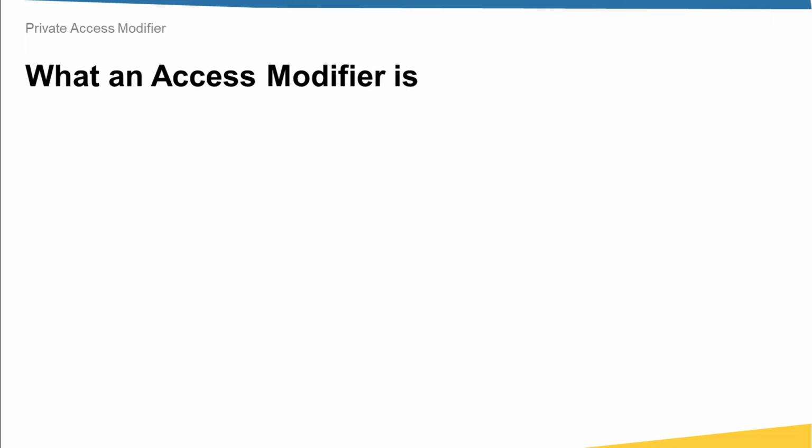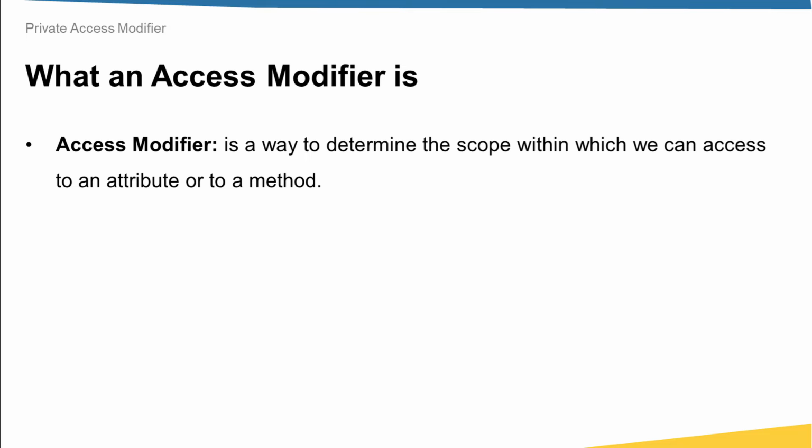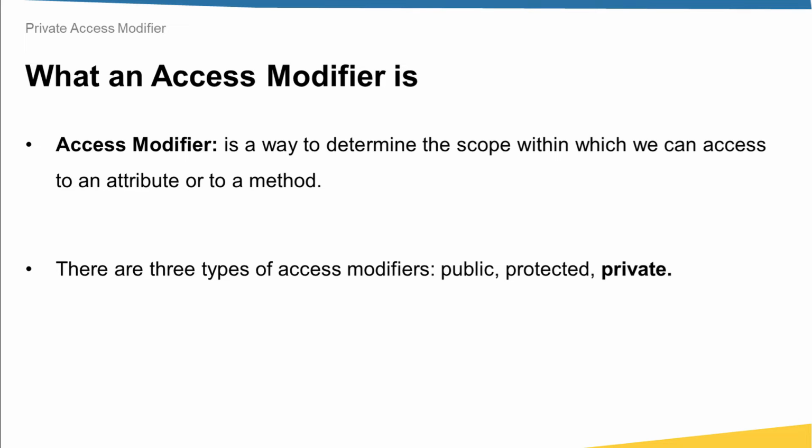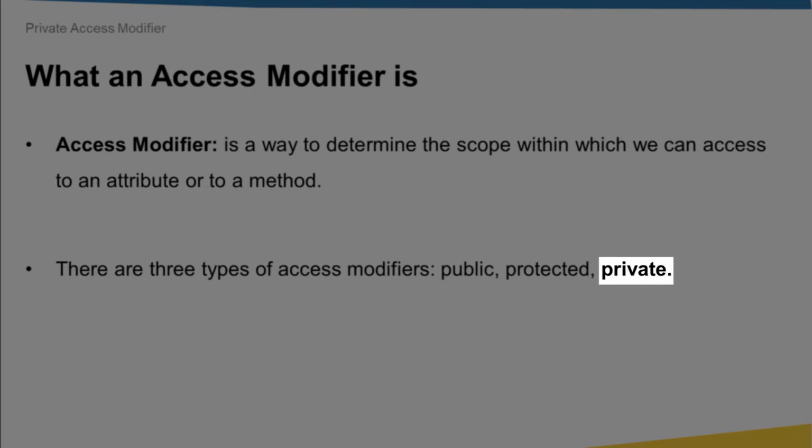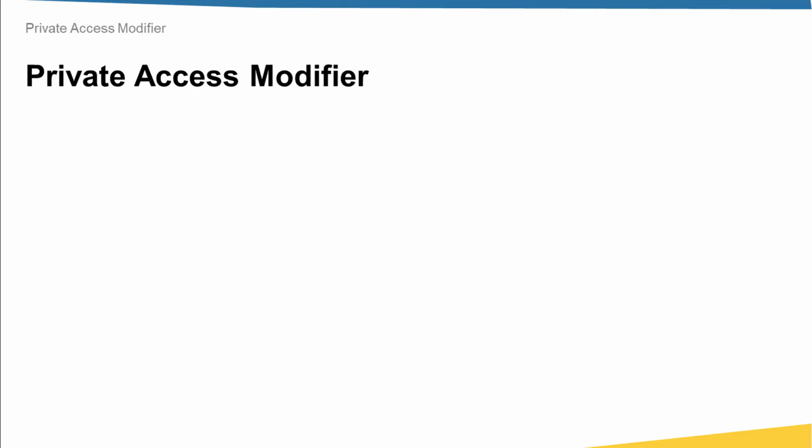Previously, we defined what an access modifier is, and we saw it's just a way to determine the scope within which we can access an attribute or a method. And we also saw that we have three types of access modifiers: public, protected, and private. So far, we are familiar with public and protected, and mainly in this lecture, we will talk about the private access modifier. So, what's the private access modifier?